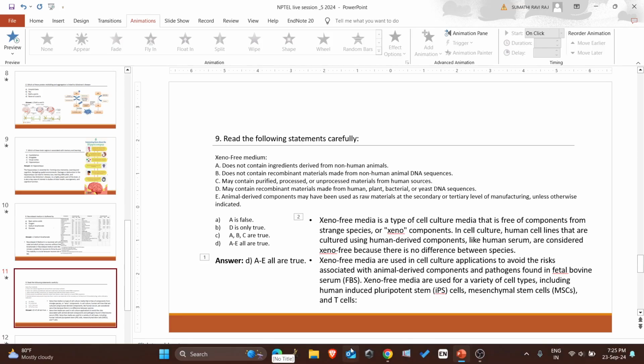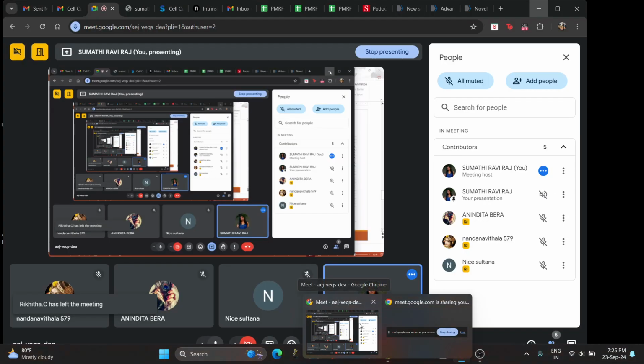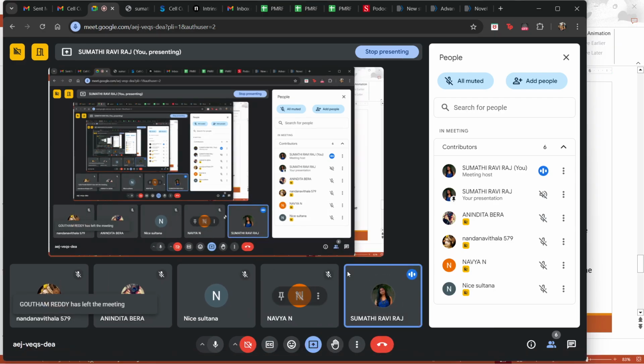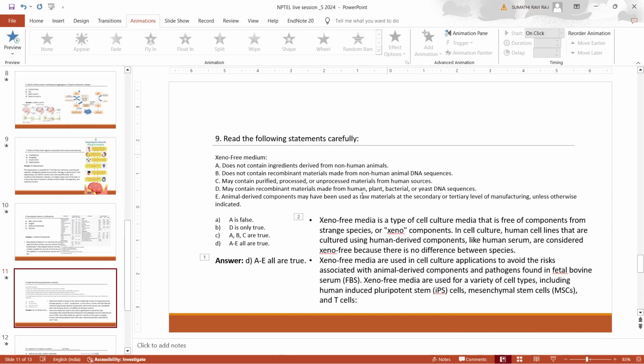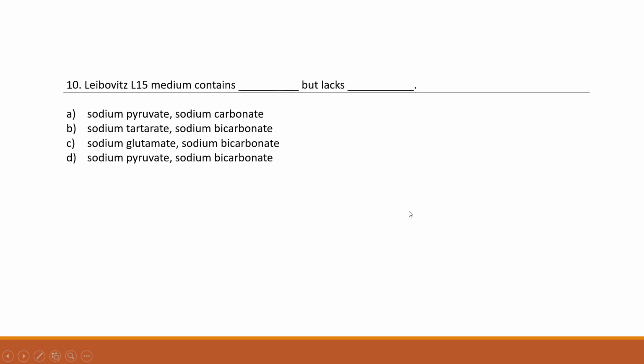Anyone still there? Might be sodium pyruvate and sodium bicarbonate. Sodium pyruvate and sodium bicarbonate. Okay, let's see if you are right. So it is sodium pyruvate and sodium bicarbonate.